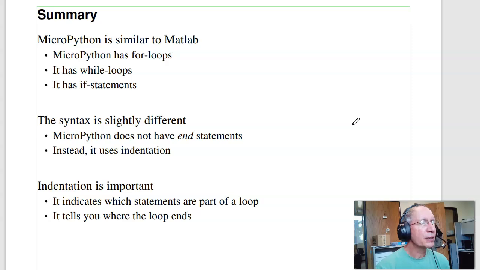So that's some of the looping you can do in Python. MicroPython is very similar to MATLAB. You've got for loops, you've got while loops, you have if statements. The syntax is a little bit different than what it is in MATLAB. MicroPython doesn't have an end statement. Instead, it has indentation. And the indentation is important. It tells you what statements are part of a loop. It also tells you where the loop ends. That's different than C. In C, indentation is decorative. In Python, it's very important. In C, you also have end statements. In Python, you don't need them. It just uses indentation.